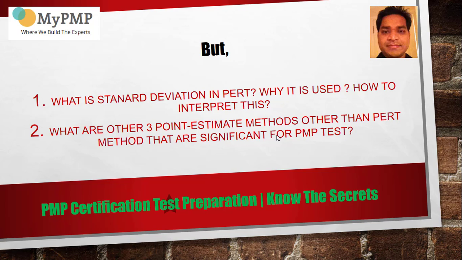And we also say that PERT distribution is a 3-point estimate technique. We'll also discuss different types of 3-point estimate techniques. And it's a beta distribution. There is also triangular distribution, and how it is different from the PERT distribution.